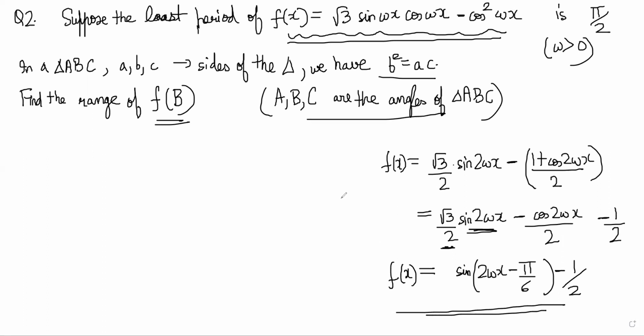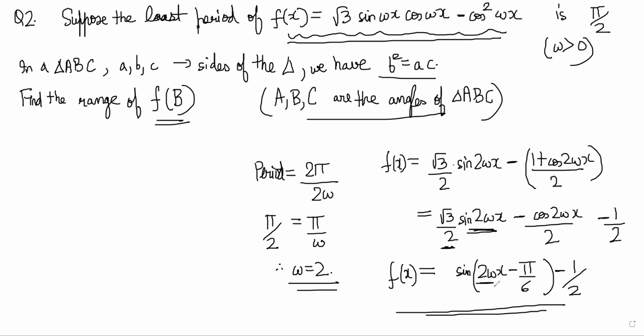If f(x) is this, the period of f(x) would be 2 pi by 2w, because 2w is the constant term multiplied with x. The least period would be the period of the overall sine function, which is 2 pi divided by 2w. So the period is coming out to be pi by w, but in the question it has been given that it is pi by 2. Therefore, w must be equal to 2. And therefore, we get a complete understanding of the function. f(x) becomes sin of (4x minus pi by 6) minus half, right?